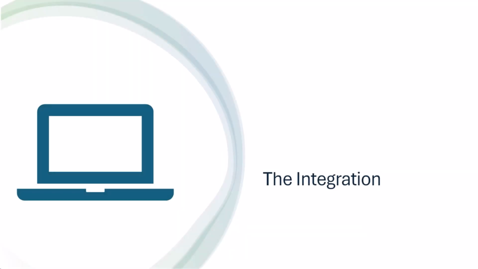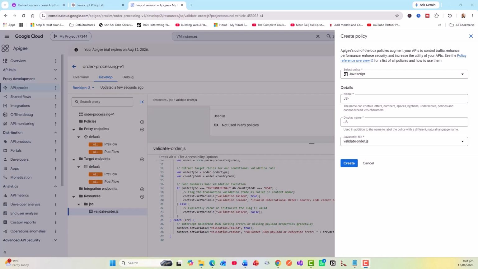Now that our JavaScript resource is ready, let's integrate it into the Proxy execution flow. I have now clicked the plus symbol next to policies, and it has come up with this wizard, Create Policy, and I have selected JavaScript, and I'll have to give this a name. So JS is already appended to this, and I will give it attachment JS. So, validate order logic. Display name is also the same.